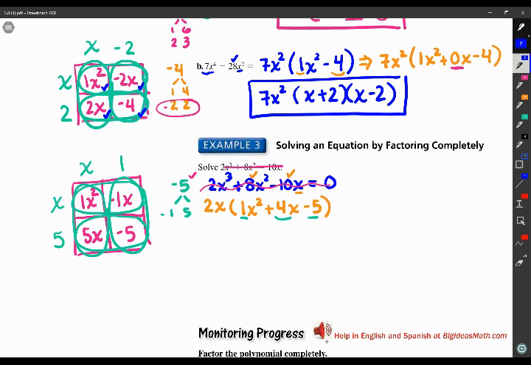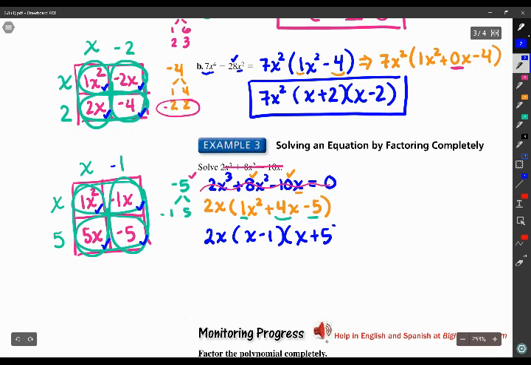X times x is x squared. X times 1, we need negative 1x, so it helps us see that we need that negative sign there. 5 times x is 5x. 5 times negative 1 is negative 5. So if you do that check, that will always help you make sure your signs are right. And so we get 2x, and then our parentheses are x minus 1 and x plus 5. And so that's going to be our factoring completely.